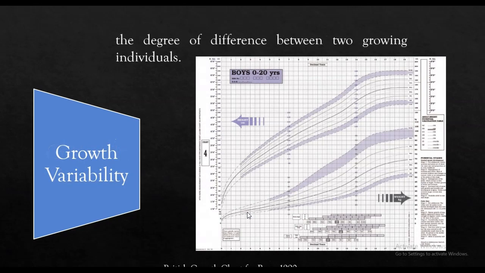The second important concept is growth variability. Growth variability indicates the degree of difference between two growing individuals. Since there is always variability among individuals, growth charts are made to compare the growth of a given child relative to standard values.